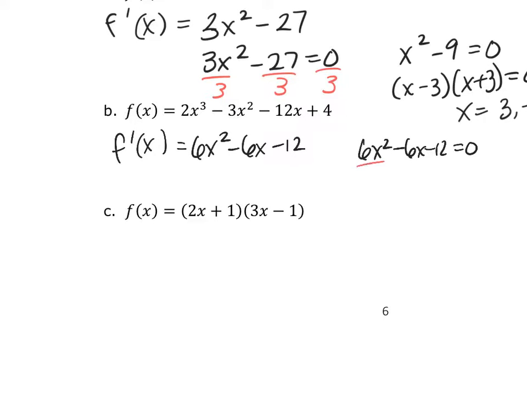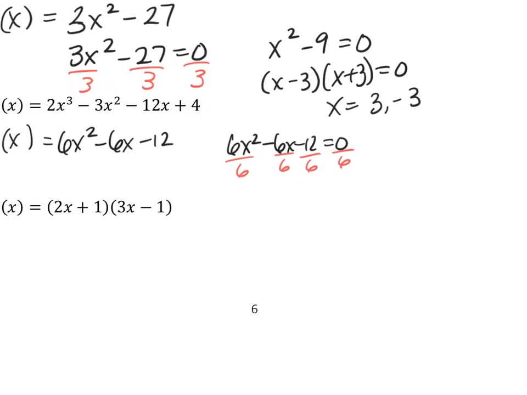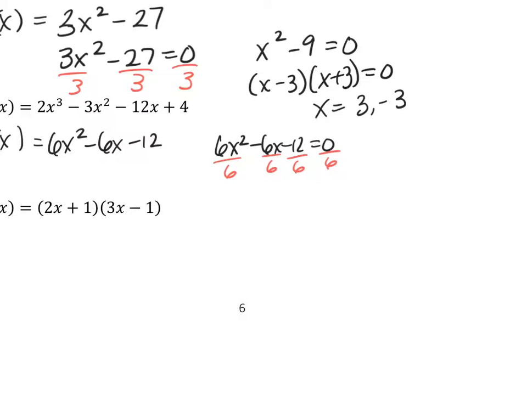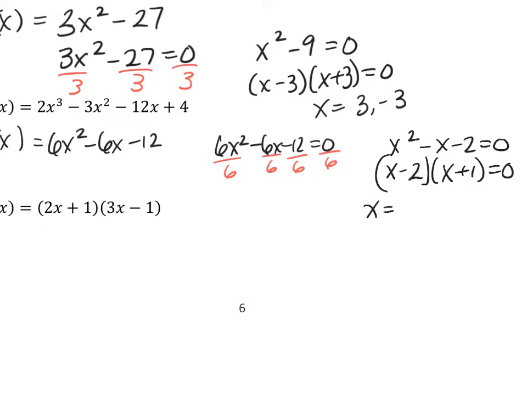Why are you dividing everything by 6? Because it's a common factor of 6 and 12. Why didn't I divide everything by 2? Because the largest common factor is 6, so I'm dividing everything by the largest common factor. So I get x squared minus x minus 2 is equal to 0. Does that factor? What does it factor into? So x equals what? So 2 and negative 1.